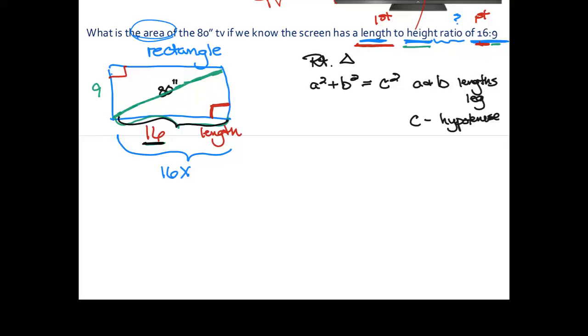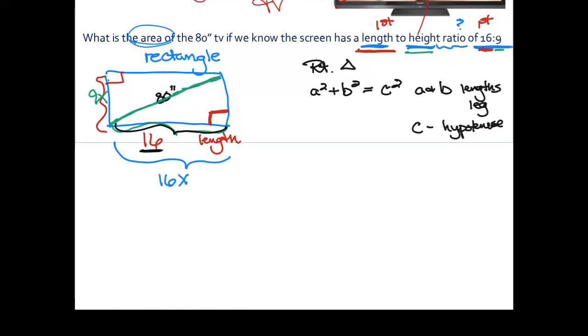So what about this side up here? If it's in a ratio of 16 to 9, it has to be that same ratio, the same x amount. So this is going to be 9x. And you're thinking, is that really going to help us anymore? Well, I don't know. Let's see.